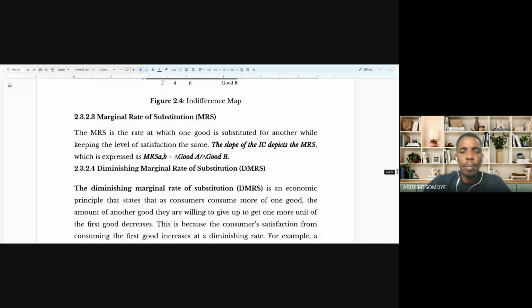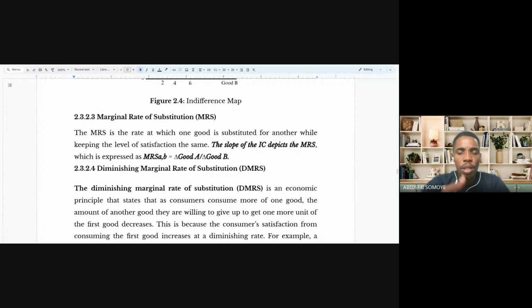Now, let's talk about the marginal rate of substitution. In cardinal utility, we talked about the law of diminishing marginal utility. In ordinal utility, we are going to be talking about the marginal rate of substitution. The marginal rate of substitution is the rate at which one good is substituted for another while keeping the level of satisfaction the same. The slope of the indifference curve depicts the marginal rate of substitution.